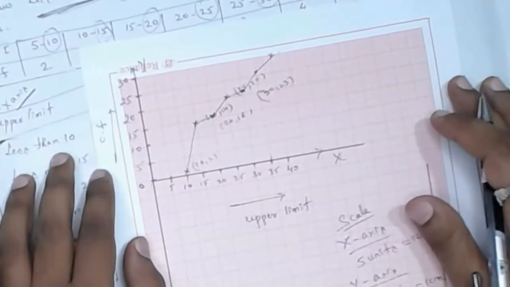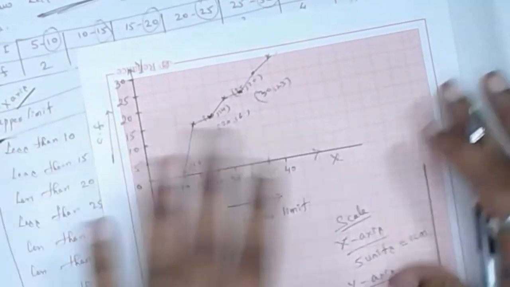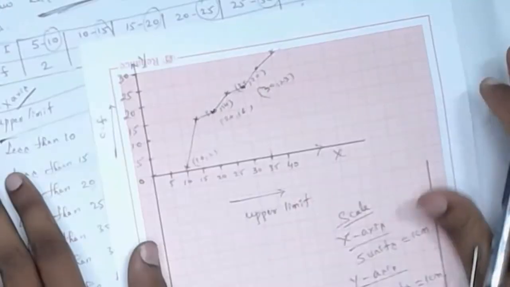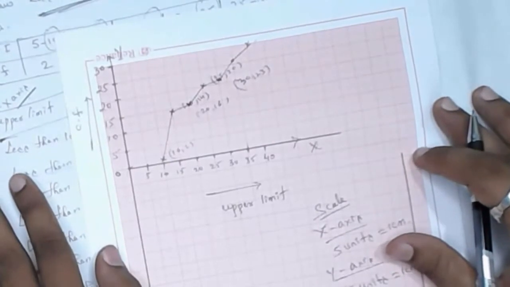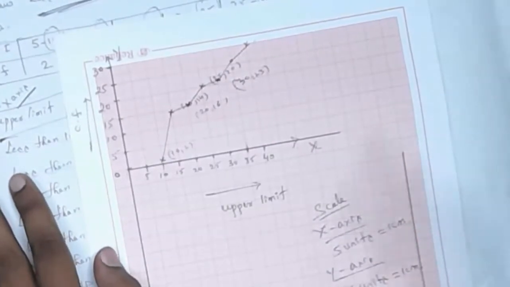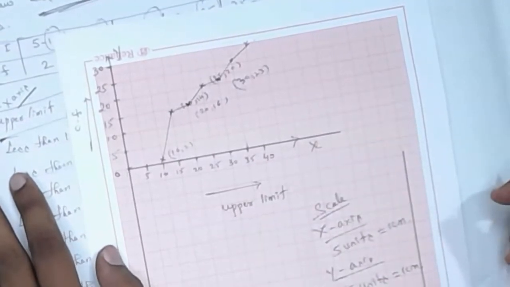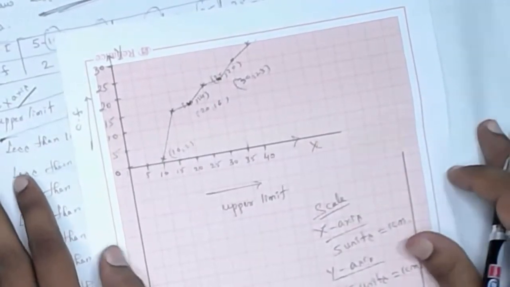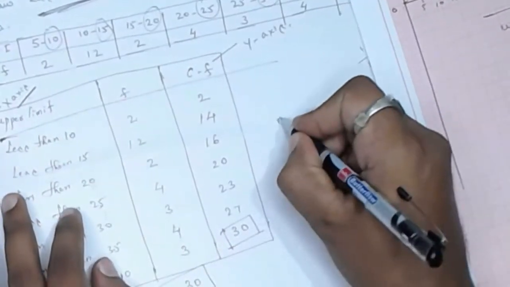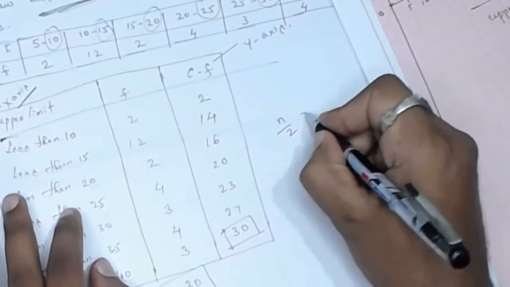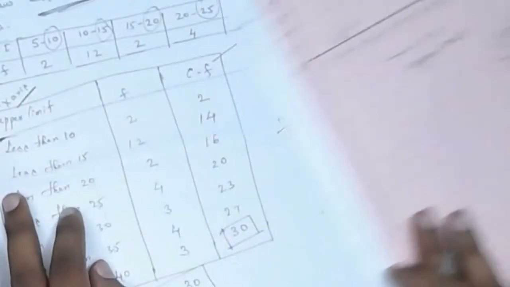Understood? Now, I want to check. Most of you will leave the graph like this, but it is wrong. For what purpose did we draw this graph? Very importantly, for what purpose? To find the median. Where is the median? You have not found the median itself. You will have to draw the median also. So to find the median, we use the condition n by 2. What is n? 30. 30 by 2 is 15.